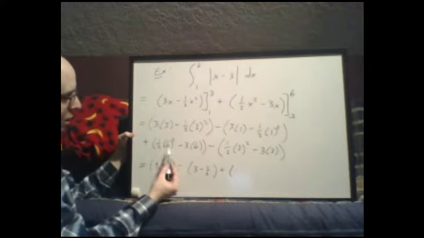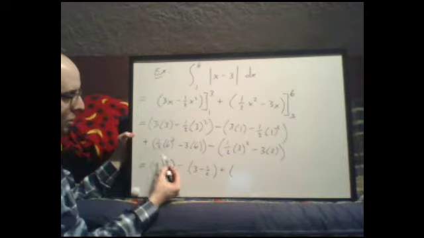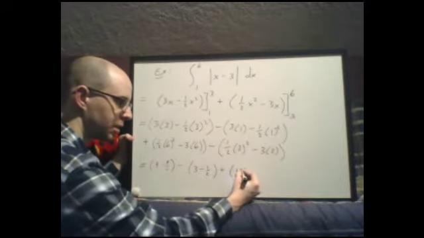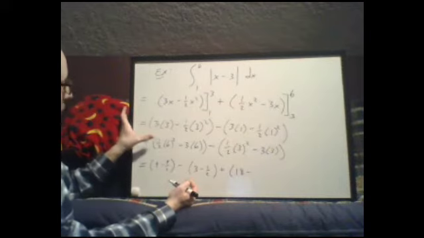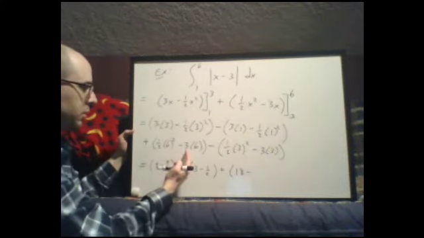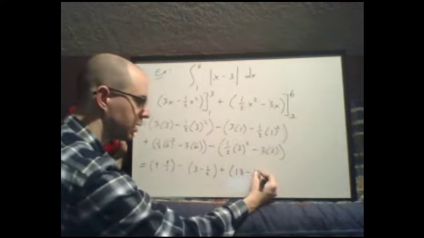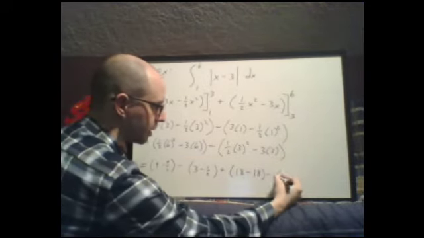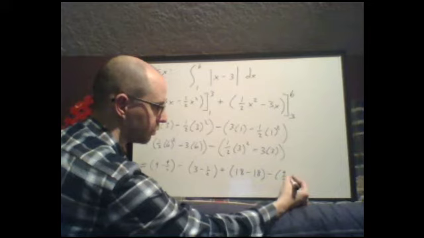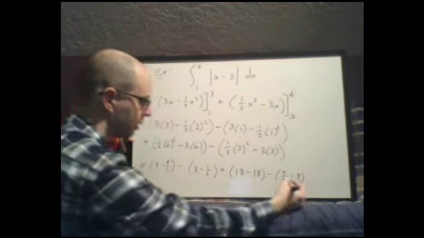This will be 6 squared is 36, divided by 2 is 18. Is that right? Yeah. 3 times 6 is 18. So this one at least is 0. And then minus 9 over 2 minus 9.